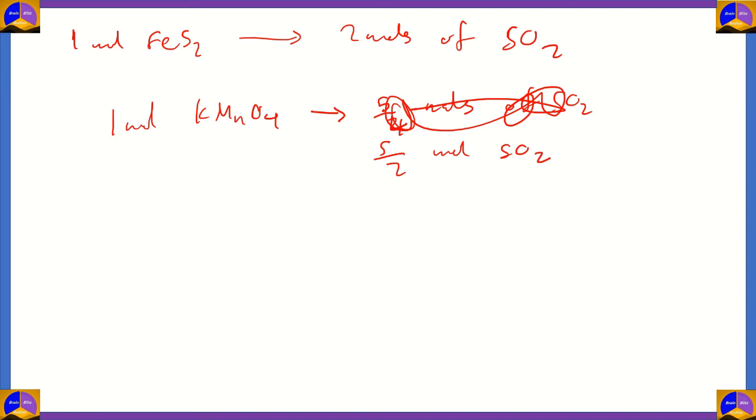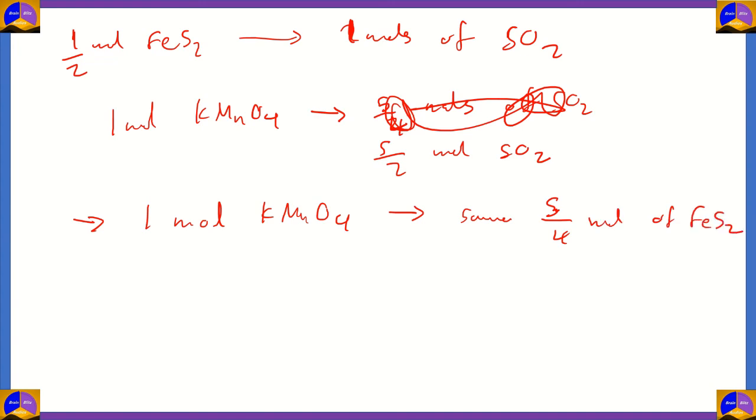Now, we also know that 1 mole of SO2 is produced from half mole of FeS2. So, if we want to find out the number of moles of KMnO4 and the number of moles of FeS2 required for the reaction, it is found that 1 mole of KMnO4 requires 5/2 moles of SO2, which is sourced from 5/4 moles of FeS2.